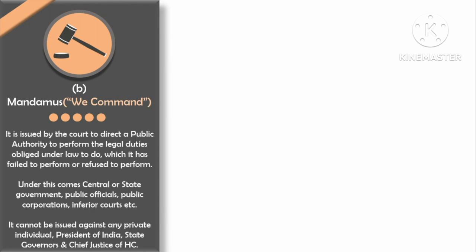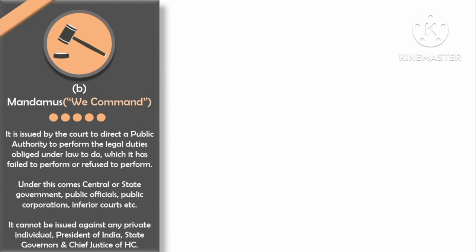After that, the person can also claim compensation. The second type of writ is mandamus, which means we command. A writ of mandamus is issued by the court to direct a public authority to perform the legal duties obliged under law, which it has failed or refused to perform. Under this come the central or state government, public officials, public corporations, inferior courts, etc. A writ of mandamus cannot be issued against any private individual, the President of India, the state governors, or the Chief Justice of a High Court.